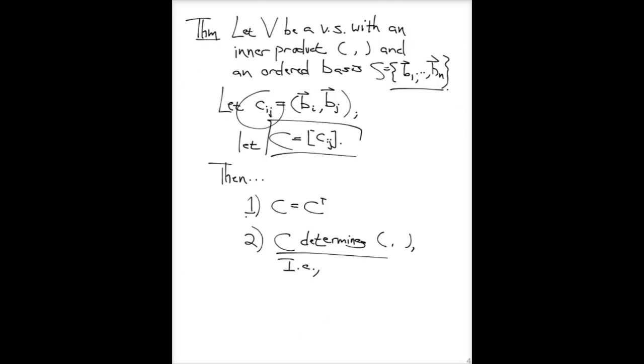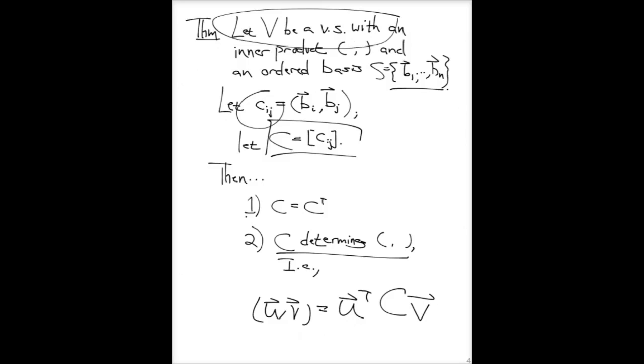What do we mean when we say that C determines the inner product? Well, what we meant above when V was R2 was that the inner product of U and V was equal to U transpose C V. But this can't be what we mean in general now, because U and V aren't necessarily column vectors in Rn. Remember, we started with an arbitrary vector space. For example, V could be the vector space of polynomials. And if V is, for example, the vector space of polynomials, what do we mean by the transpose of U? So this can't be what we mean.